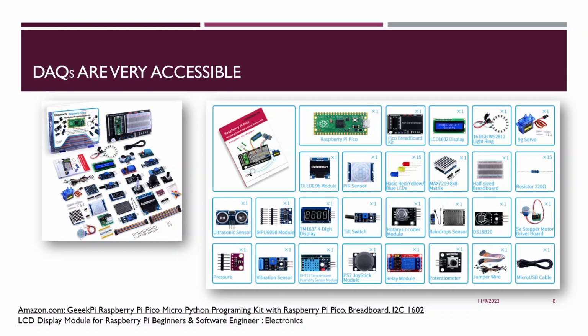If you look at this, I've got ultrasonic sensors. I've got servo. I've got a Pico, breadboards. I've got half-size breadboards. I've got a stepper motor. I've got a potentiometer. I've got temperature sensor. I've got vibration sensor. I have pressure sensors. I have moisture sensors. I've got a bunch of stuff. I've got a photoresistor, so a light sensor. I have a lot of different sensors that I can integrate with the Raspberry Pi and create a DAQ on the cheap.